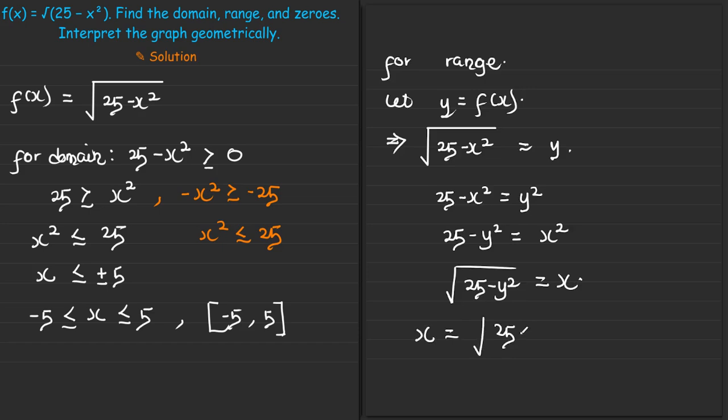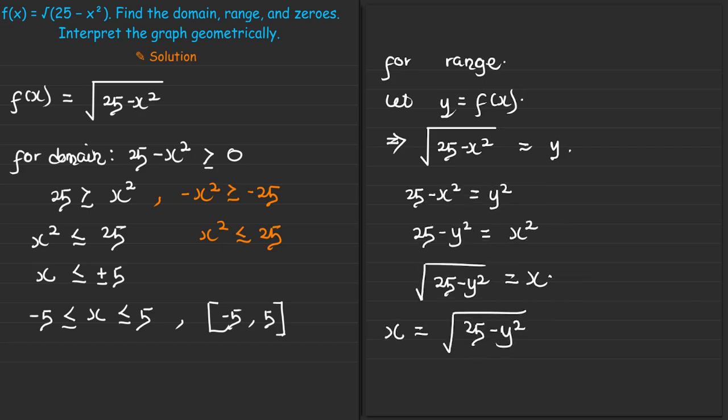So 25 minus y squared. Now this simply means that we want the set of values for which what we have under the radical expression is greater than or equal to 0, because immediately as it becomes less than 0, this ceases to exist. So it means we need our 25 minus y squared to be greater than or equal to 0.